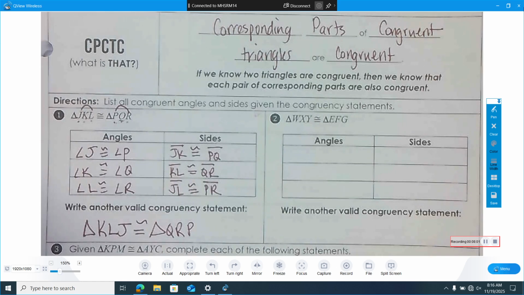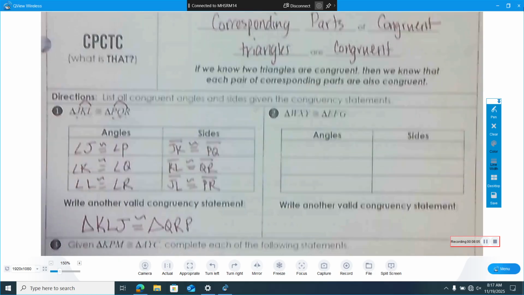Do you need more practice with that, or do you think you got that? I got it. You got that? Is that okay? All right.